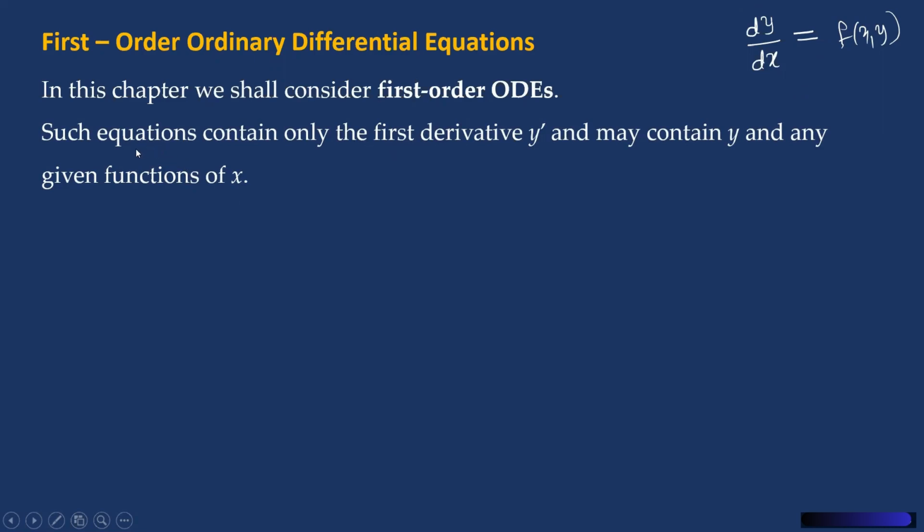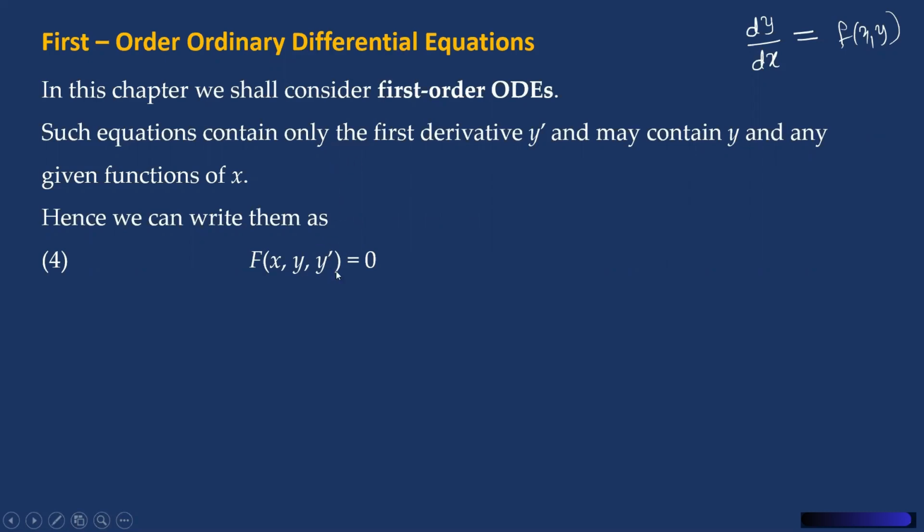See, as you can see here, these first order ordinary differential equations contain only the first derivative y dash or else dy by dx, and may contain y and any given functions of x, right? So it may contain one derivative y prime and some function of either x or y. Okay, and then see, the most general form of any first order ordinary differential equation is this. It contains, as you understood here, an independent variable x and then a dependent variable y, and then the derivative of this dependent variable, y prime, right?